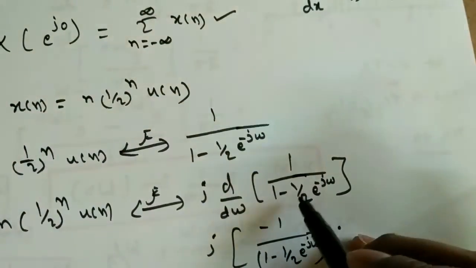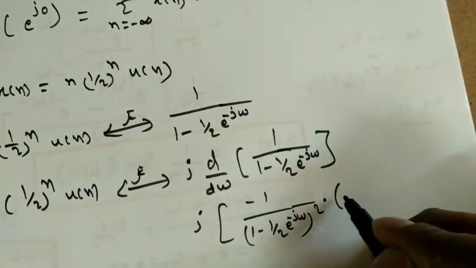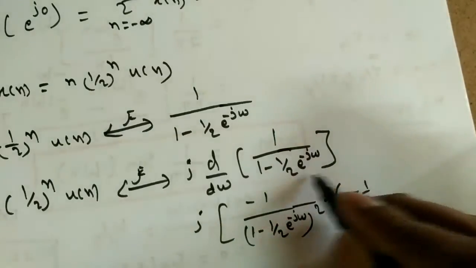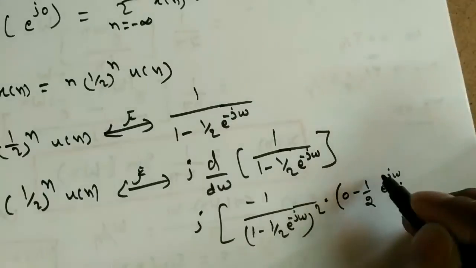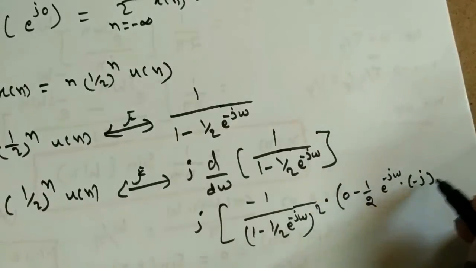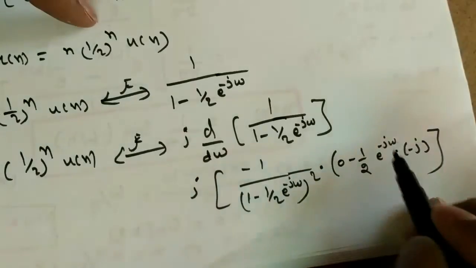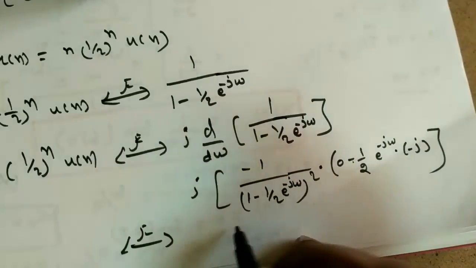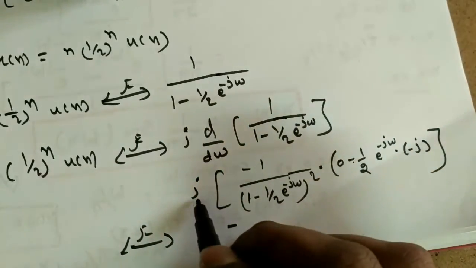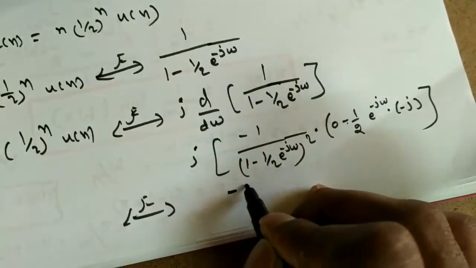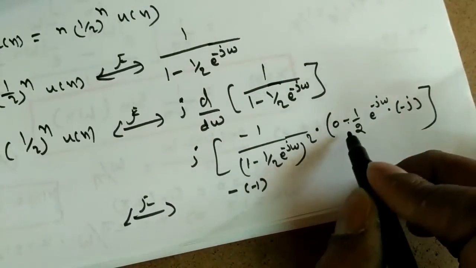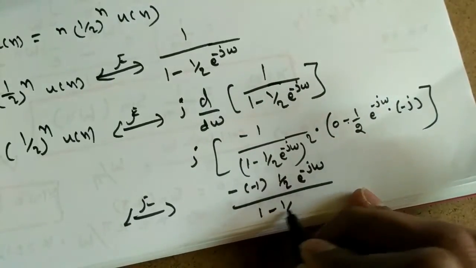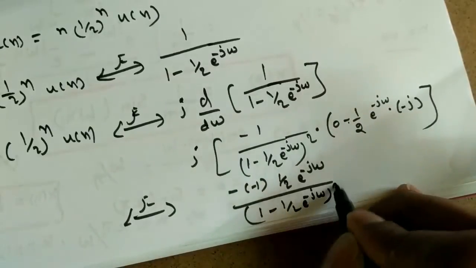But we assumed this one term as x, so we need to differentiate this one. One differentiation: 0 minus constant is 1, so we need to differentiate this one. So e power x means e power x into, again we need to differentiate this one, we'll get minus j. So this is the final output. So minus, j into j, we'll get j square. So j square again will give minus 1, into 1 by 2 is there, so 1 by 2 e power minus j omega by (1 minus 1 by 2 e power minus j omega) whole square.